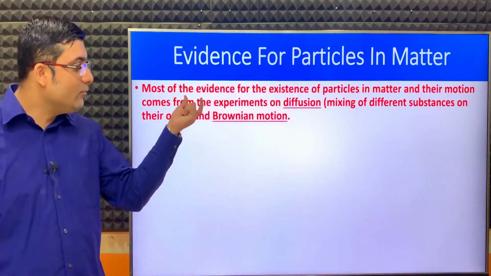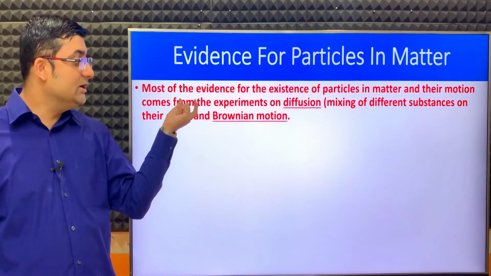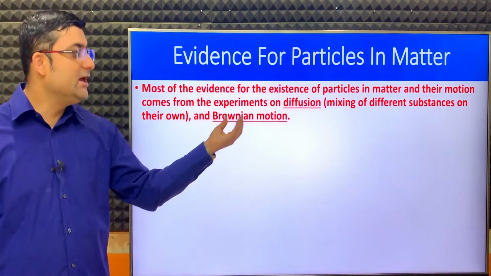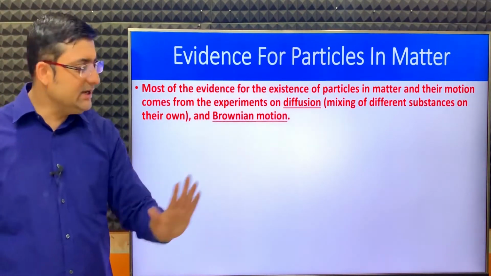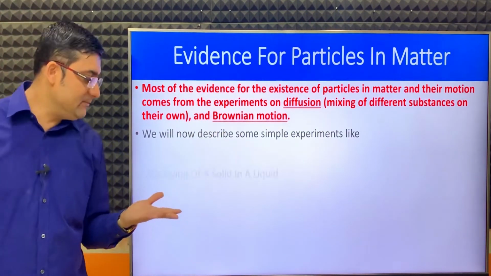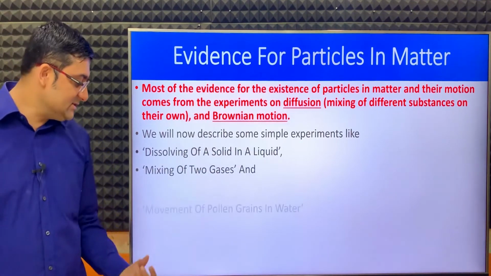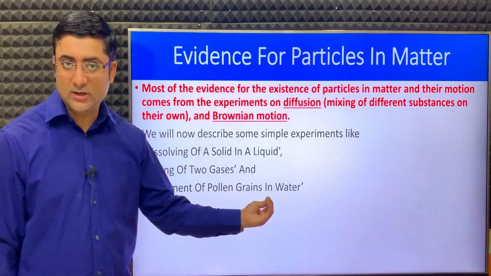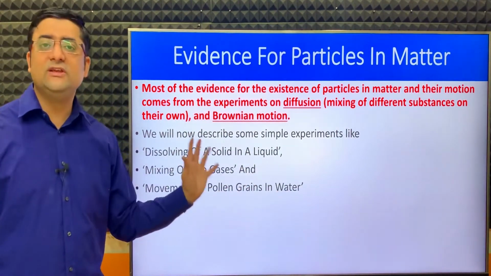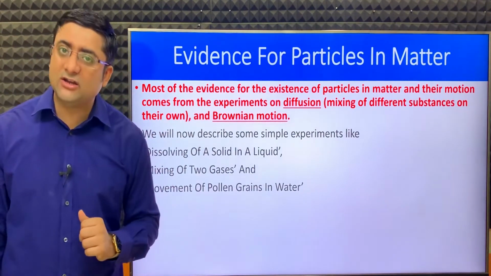So see guys, most of the evidence for existence of particles in matter and their motion comes from the experiments on diffusion, which is mixing of different substances on their own, and Brownian motion. Don't worry, we'll study in detail what is diffusion and Brownian motion. We will now describe some simple experiments like dissolving of a solid in a liquid, mixing of two gases, and movement of pollen grains in water. So these three things we're going to study in the upcoming videos, and the outcomes of these experiments will show us that matter is made up of tiny particles which are continuously moving.